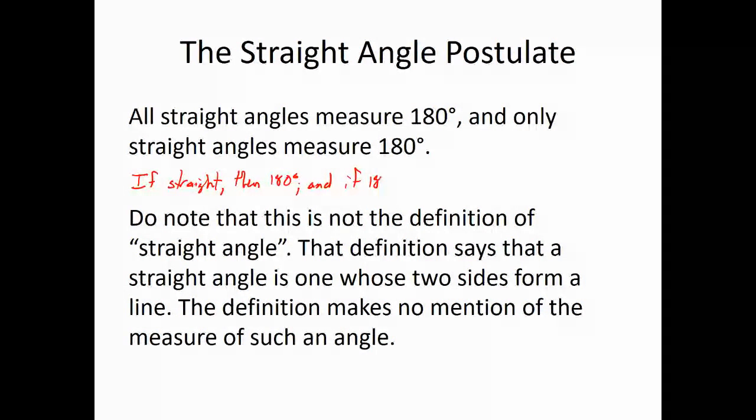And if we have an angle that measures 180 degrees, then that angle is straight. So the straight angle postulate says both of these. It says both the statement if straight then 180 and the reverse of that, if 180 then straight.